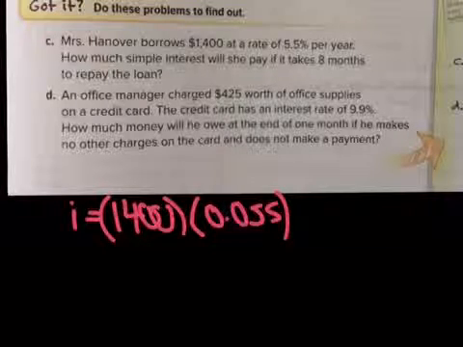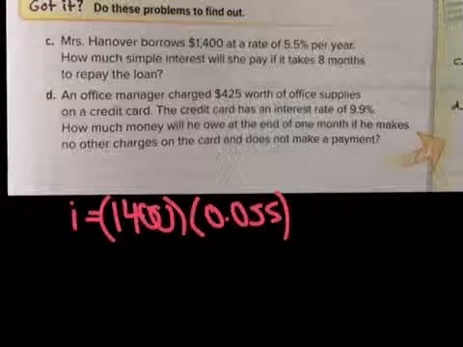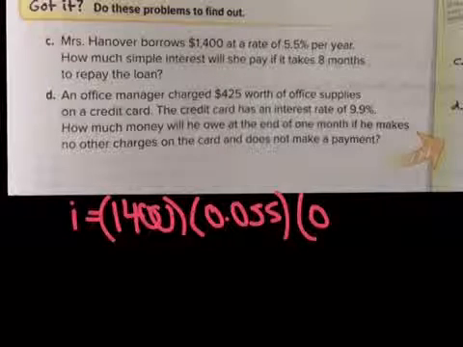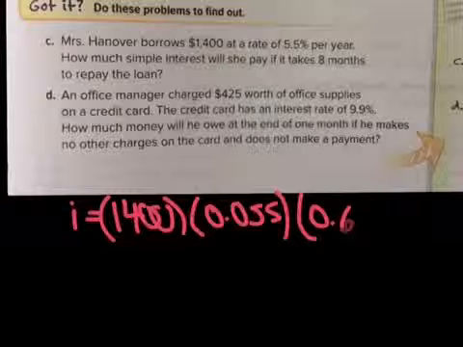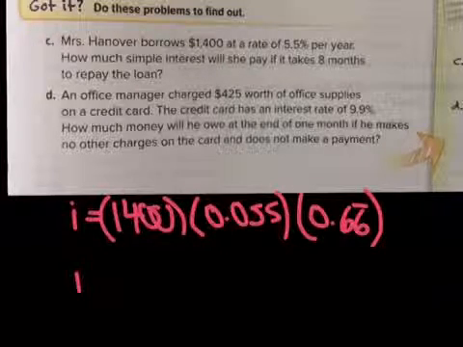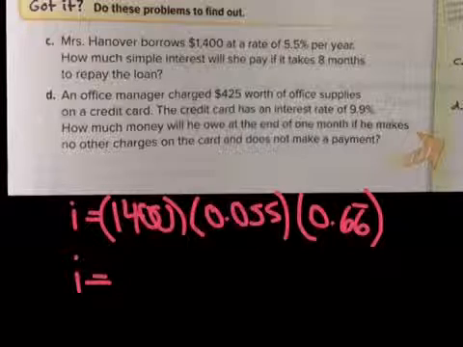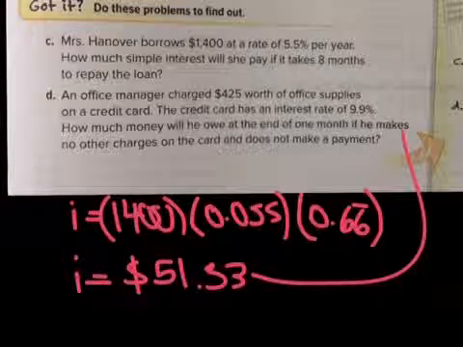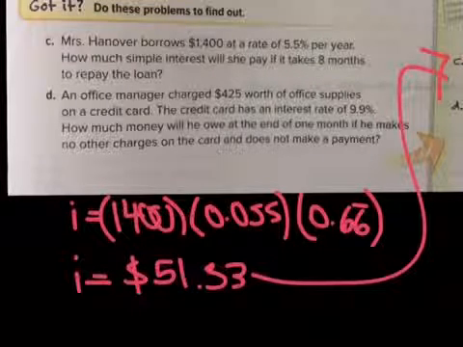Now, 8 months, boys and girls, is 8 over 12, which is actually 2/3, right? And 2/3 as a decimal is 0.66 bar notation, right? So now when we multiply that, we get $51.33. So go ahead and write that up here. Okay, Catherine's going to do D for us.